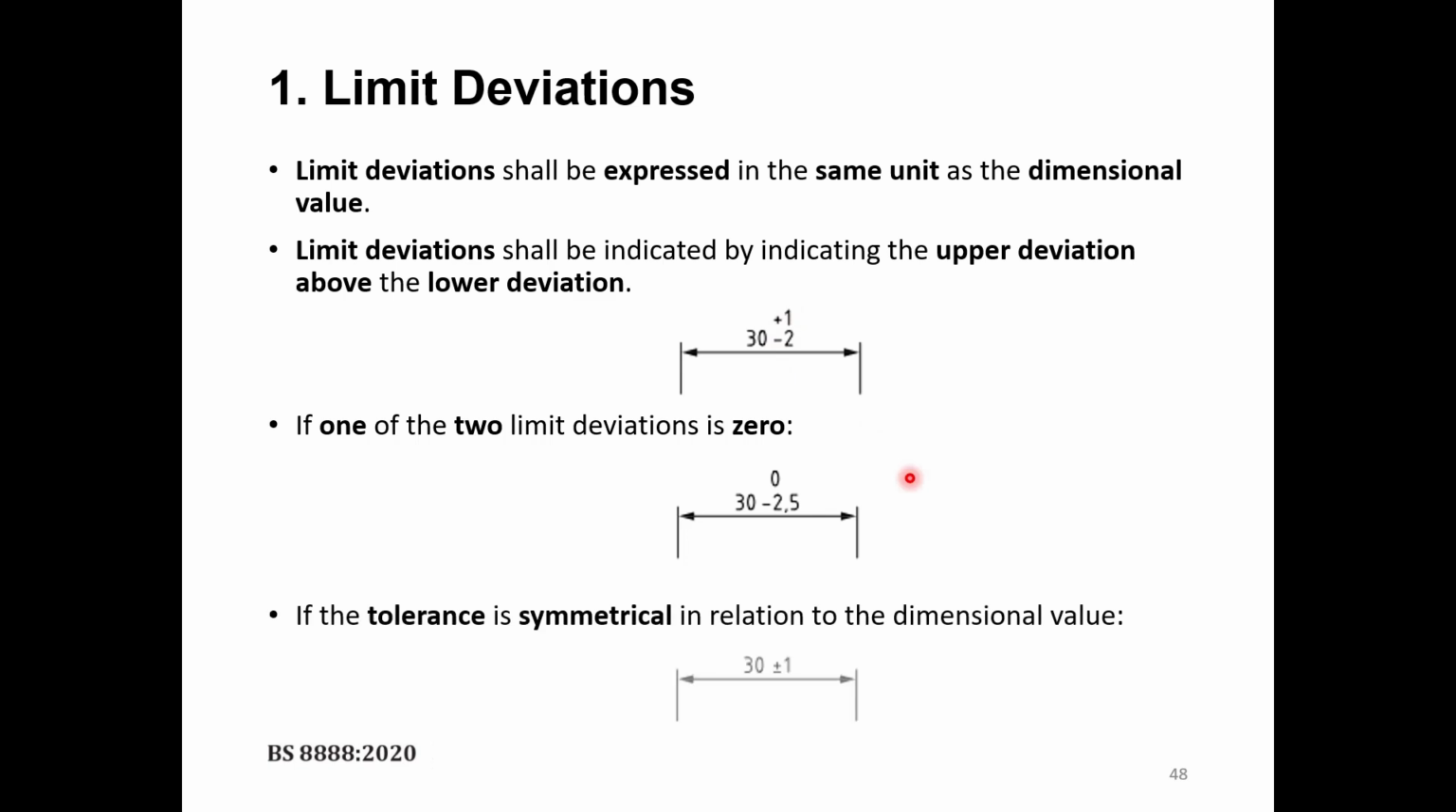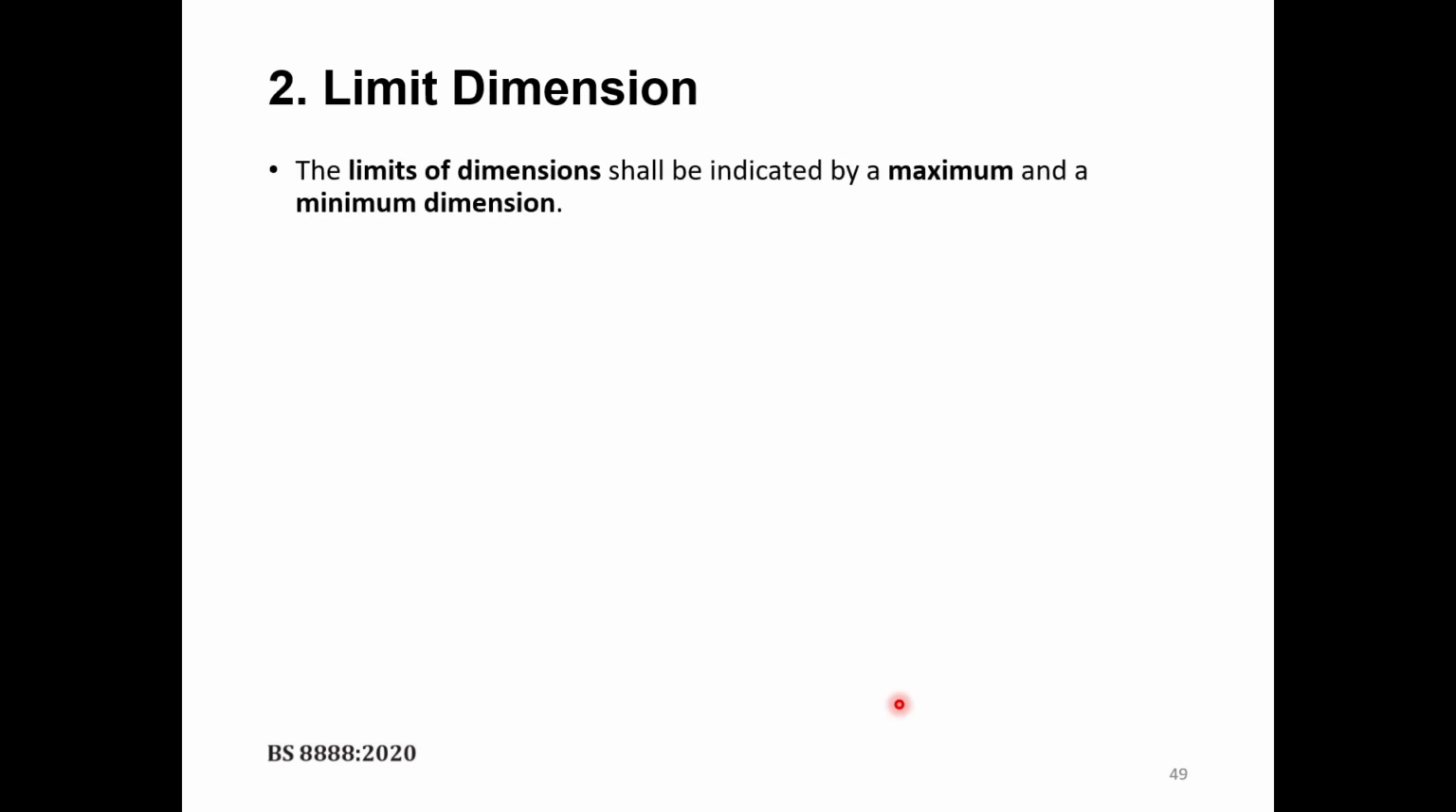If the tolerance is symmetrical, so the plus side and the negative side are the same, you can just add it to the dimension like this, 30 plus or minus 1. This is where the zero line is in the middle of the hatched area, with part of it on the left-hand side and part of it on the right-hand side, shown symmetrical like this.